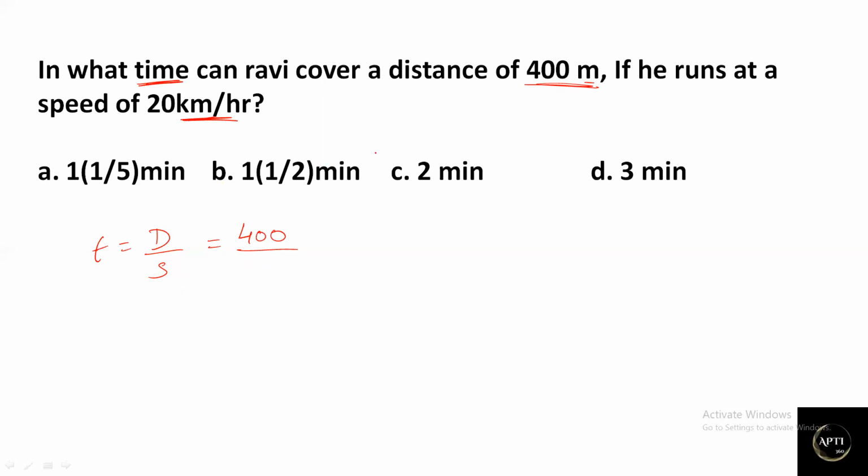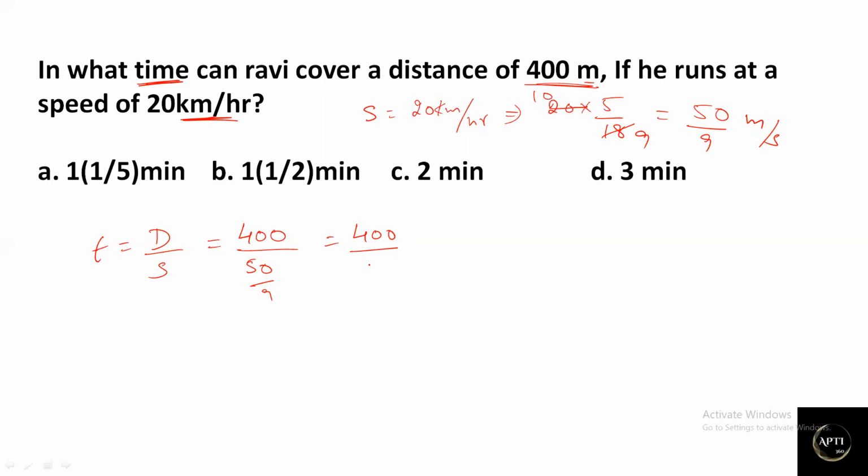That is wrong. What we need to do is convert the speed of 20 kilometers per hour to meters per second. So 20 into 5 by 18. Here 2 9 times is 18, 2 10 times. So finally it is 50 by 9 meters per second. So how will it cancel? 400 divided by 50 by 9.